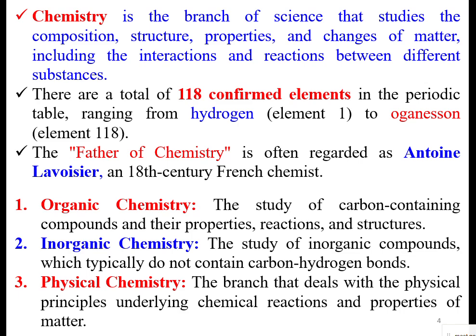There are a total of 118 elements so far, according to Antoine Lavoisier. In the 18th century, he gave the modern definition of chemistry, and so far we have identified 118 elements in the periodic table. The periodic table is a symbolic representation of how we divide elements based upon their properties, characteristics, and behavior. It ranges from hydrogen, the first element, to oganesson, the last element, 118. So far they have confirmed these elements. The father of modern chemistry we can call Antoine Lavoisier. Keep in mind, he was an 18th century French chemist.